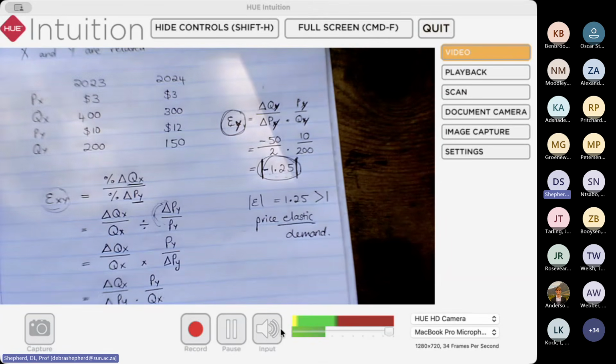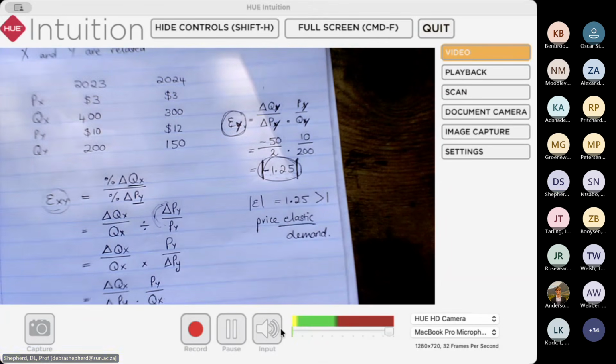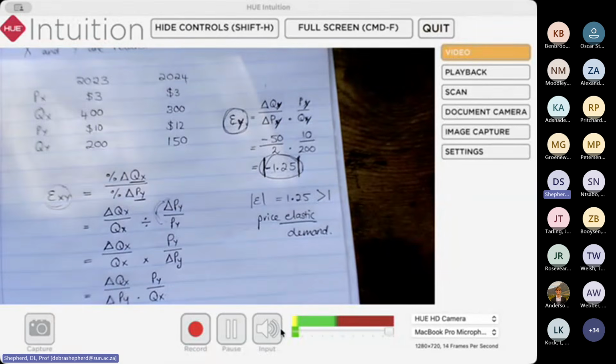Everybody happy with elasticities? It is one formula. The trick is knowing what to put in the formula and then how to interpret the answer in relation to the problem at hand. Are we looking for income elasticity, cross-price elasticity, or price elasticity of demand? Okay, so that is elasticity.